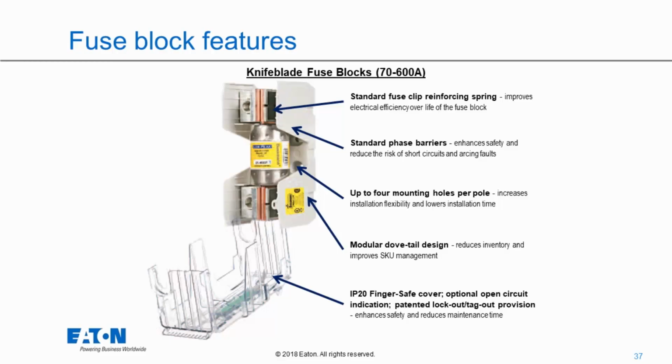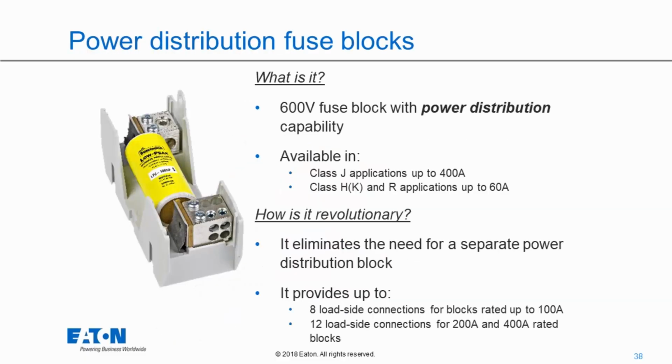So other features, when we talked about 70 amps or 600 amps, it's highly unusual once again to have finger touch safe systems. When we look at these fuses, we've got the standard fuse clip reinforcing spring. We've got phase barriers. We have up to 4 mounting holes per pole. Dovetail design once again, so we can snap these together and make multiple poles out of these, and it's an IP20 finger touch safe cover.